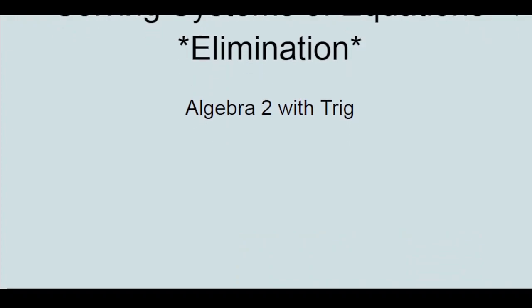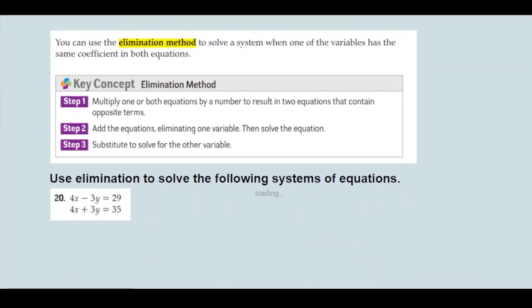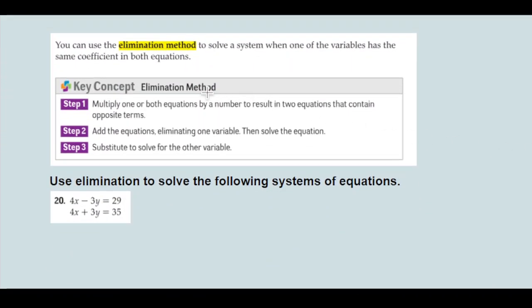So I think the best way to go about this is just to try to do some of these. Before we do, let's read our little note here. It says you can use the elimination method to solve a system when one of the variables has the same coefficient in both equations. So that's going to be kind of important, and we're going to talk about what that looks like. And I'm going to put a little spin on that.